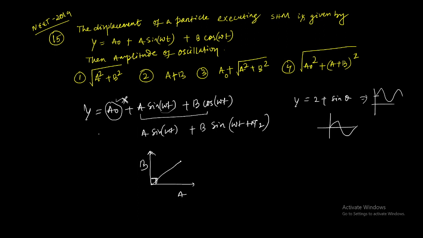So what should be the resultant here? The resultant will be the square root of A square plus B square plus 2AB cos theta, by vector addition, right? Theta is 90 degrees, so the amplitude will be the square root of A square plus B square, right? So you check here which one should be the amplitude. So square root of A square plus B square, right? This should be your amplitude.